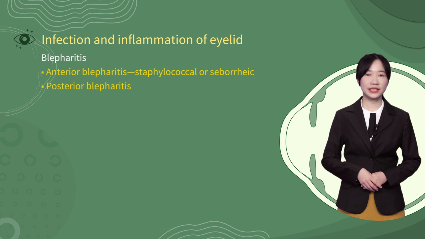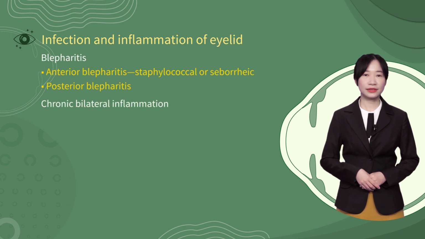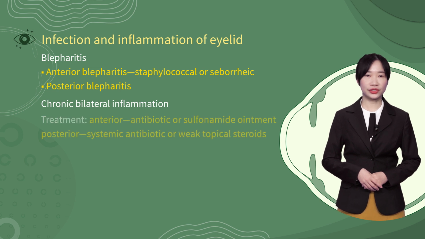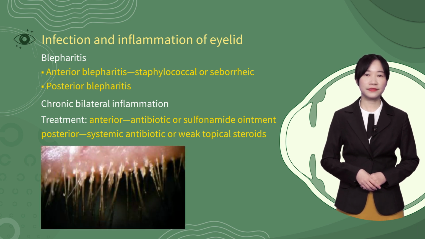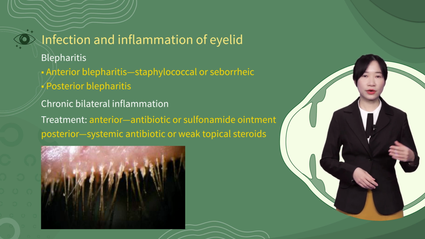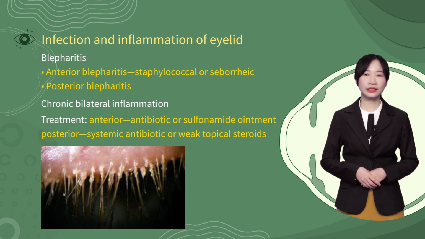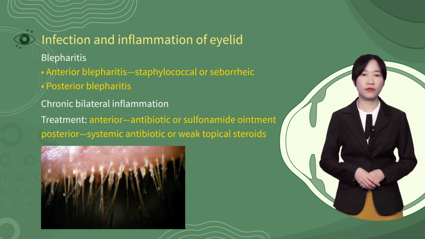Blepharitis includes anterior and posterior blepharitis. They are both chronic bilateral inflammation of the eyelid margins. There are two main types of anterior blepharitis, staphylococcal and seborrheic blepharitis. Often, both types are present. The patient complains of irritation, burning, and itching of the lid margins. We can find scales or granulation tissue on the margins of both upper and lower eyelids.